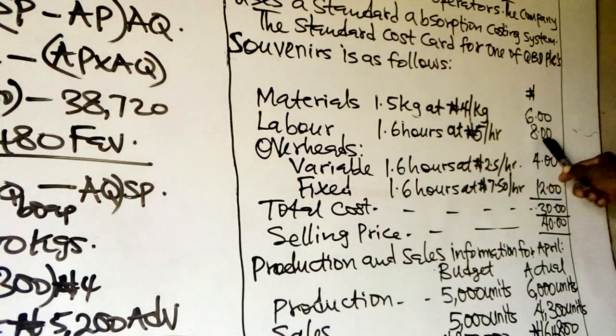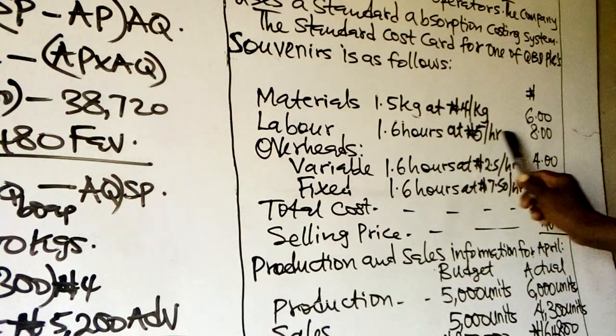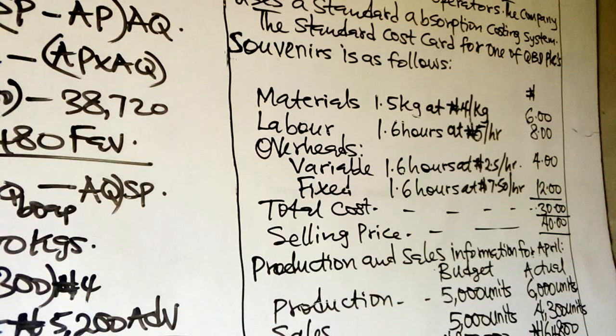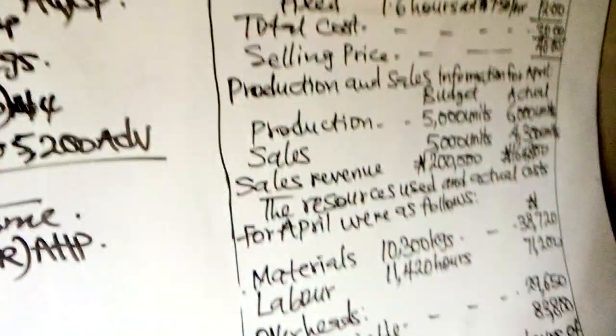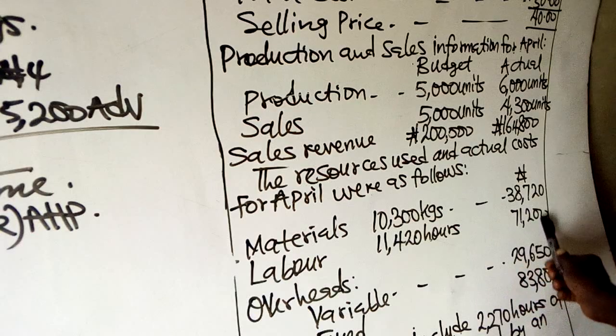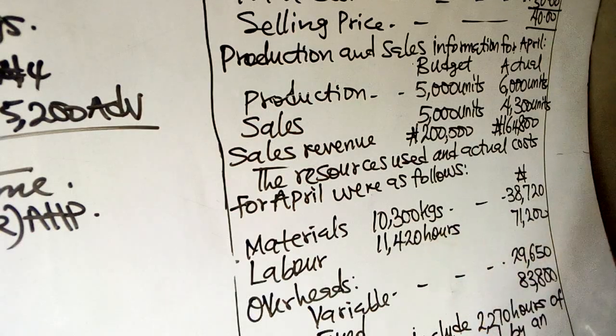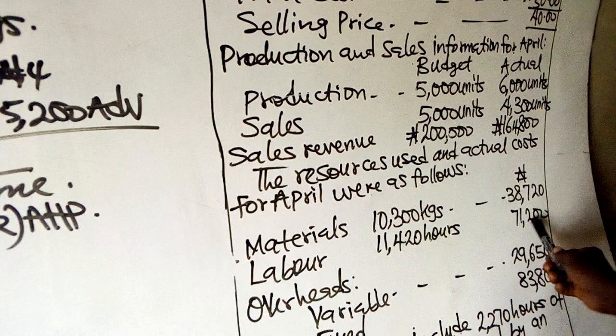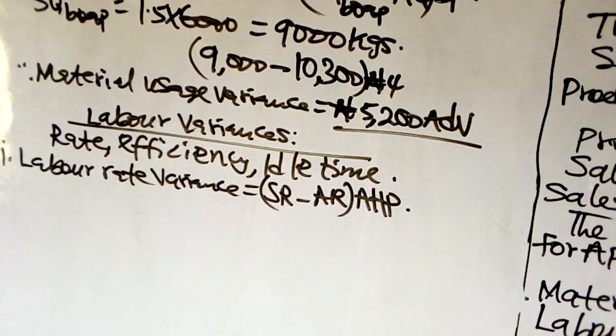This is the standard rate per unit. The standard rate per unit is 8 naira, and this is the rate per hour, 5 naira. So what we need is the rate per hour, multiplied by, minus actual rate, and you are given the actual labor cost. Actual labor cost is given to be 71,200 on 11,420 hours. So if you divide this, the number is a continuous variable in order to get the actual rate. To avoid the rounding off error, that is why I'm going to open the bracket as well.